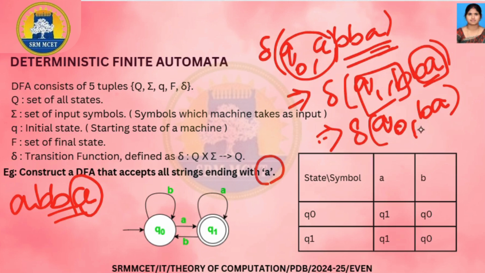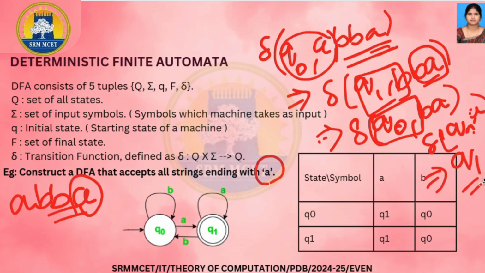Then what next? We check Q naught comma B. Q naught using the input B transits to itself, that is, Q naught. Then the transition of Q naught comma A: what will Q naught comma A be? Q naught comma A is Q1. So at last we reached the final state. When we reach the final state, the given string is accepted by the finite automata.